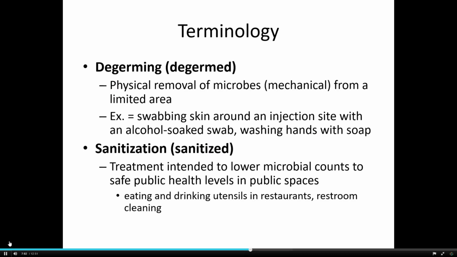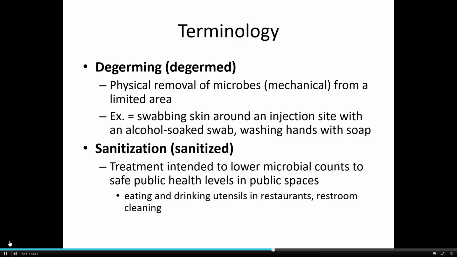As I mentioned, there are 3 additional vocabulary words that are related to disinfection. The first is degerming, and the most important part to remember of this definition is that it's a mechanical process. It's really about scrubbing your skin, and the 2 examples are using an alcohol swab to scrub the skin prior to an injection, or washing your hands with soap. Yes, there are some chemicals there, the alcohol and the soap, but primarily the scrubbing action is what's removing the microorganisms.